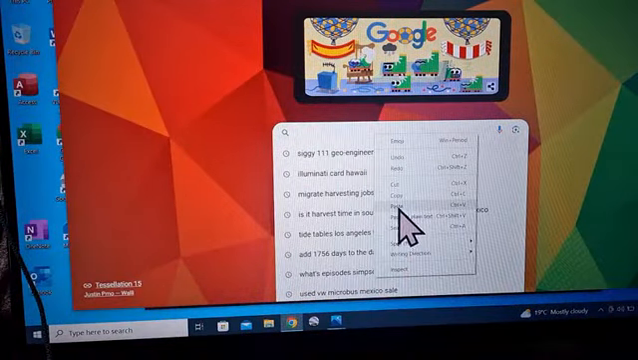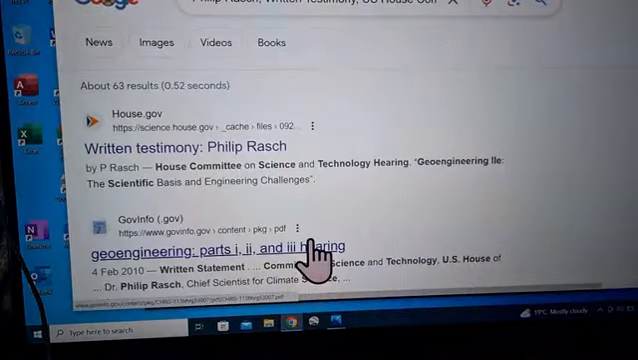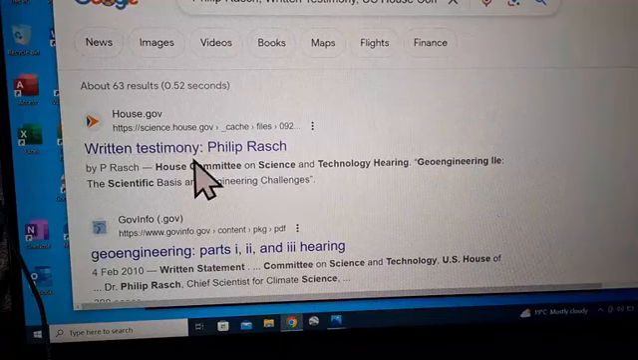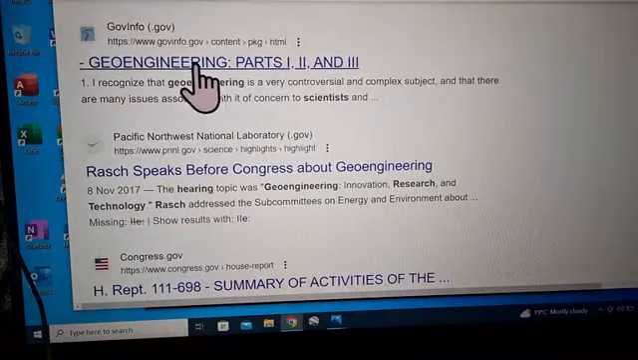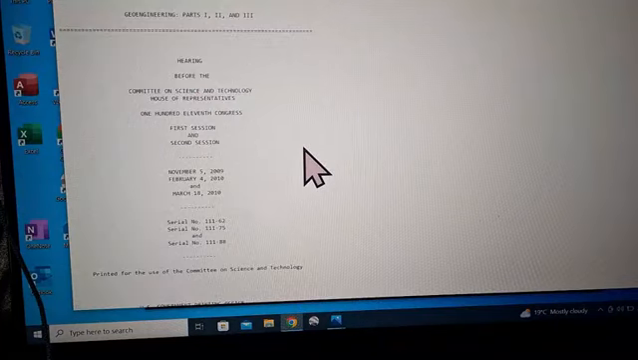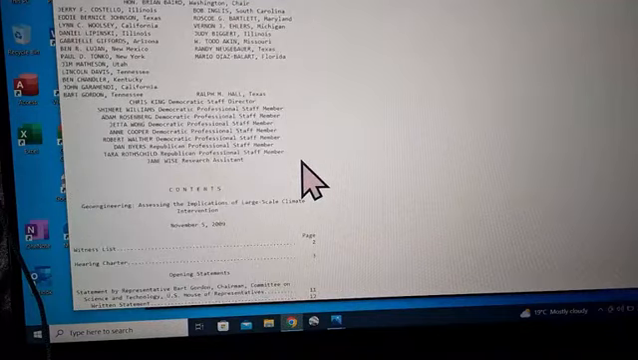And then hit enter. Cut and paste, written testimony. And where's the USA government one? I prefer the real sites. Ah, here we go. This is government. Hearings, testimonies, all of it. It's right here before your eyes.